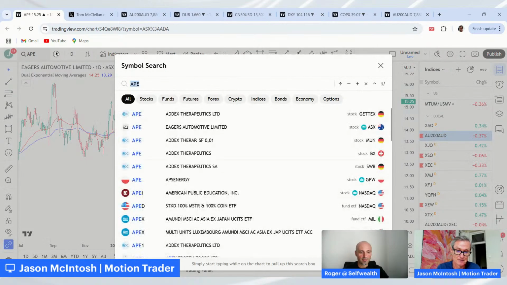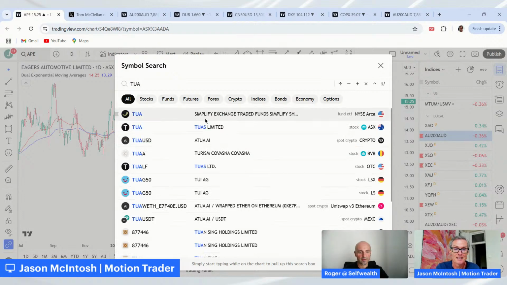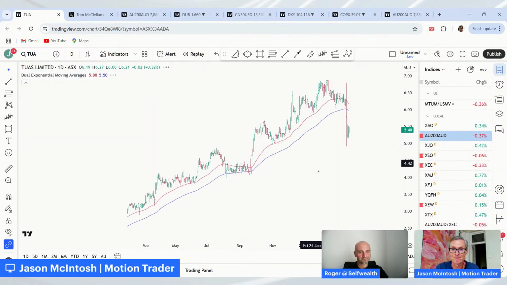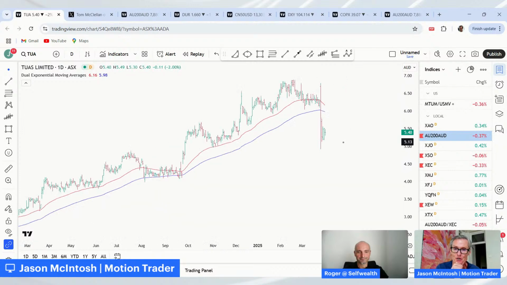All right, now this is the one that's on my mind as well, Jason, because I certainly hold this one. TUA. What's the status? Isn't this an interesting one? And I've got it too. So the wide trailing stop kept us in during this. Like this is just a strange day.